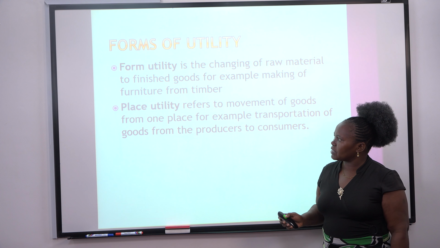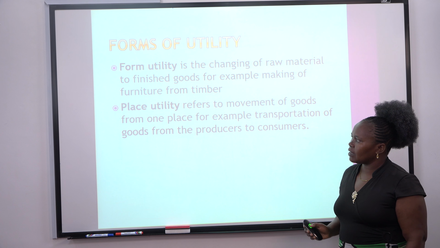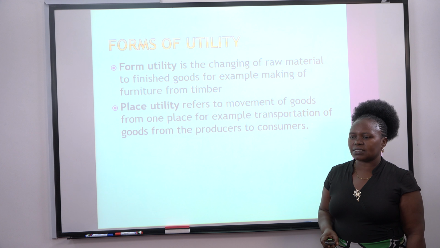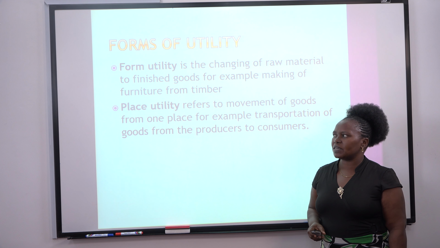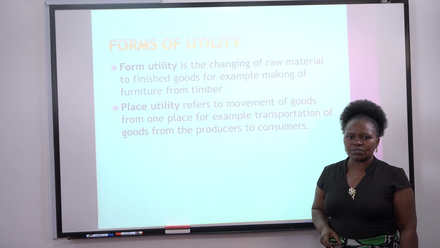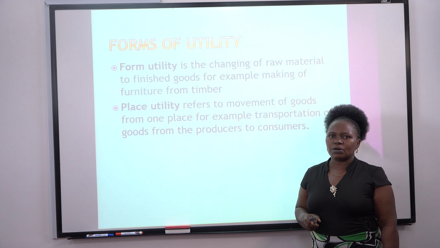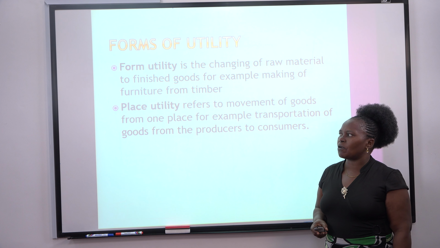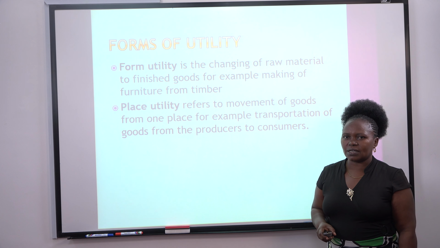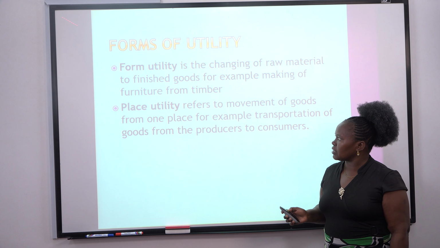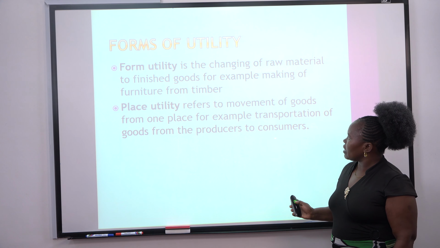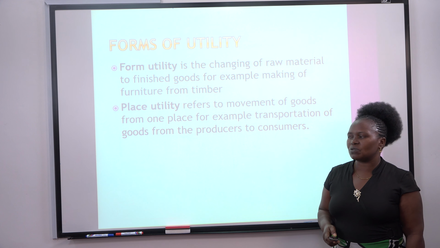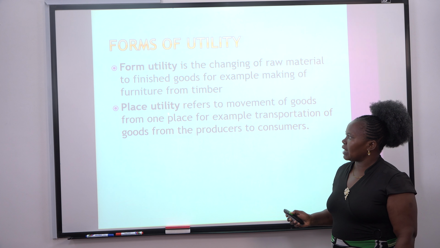The second type of utility is place utility, and this refers to the movement of goods from one place to another. Most of the time, you'll find that the producers are far away from the consumers, and therefore, to make those goods produced from far places available, they are transported to the consumers, and therefore, the transportation of goods from the producers to the consumers is what we call place utility.